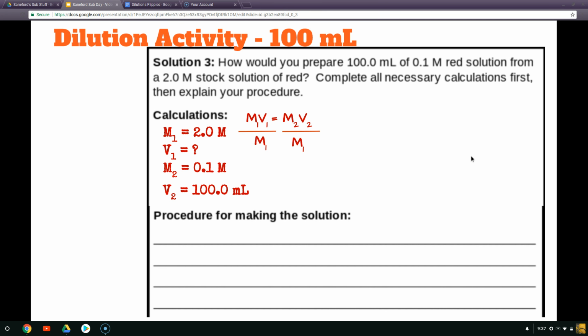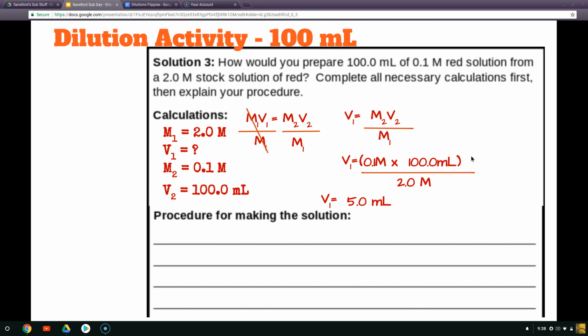Same formula, same calculation. Isolate V1. Plug in the numbers we want. Our new concentration is 0.1 molar. We know we're going to dilute it to 100 milliliters, and we're going to divide by the original concentration. So multiply first, then divide. Our volume is going to equal 5 milliliters.